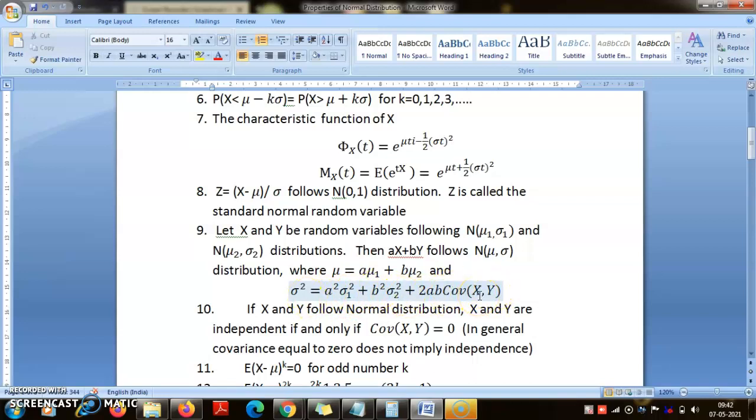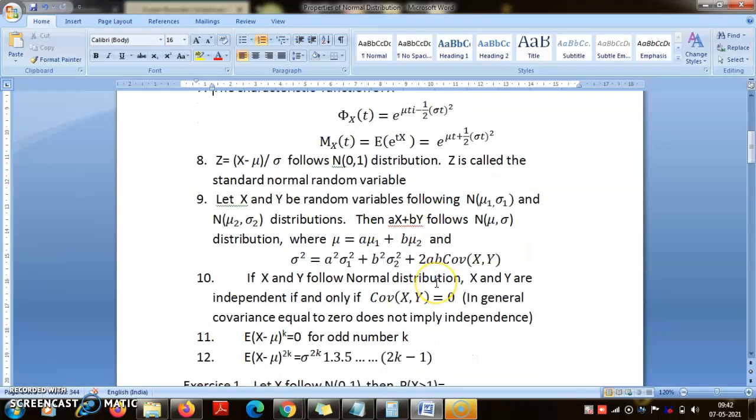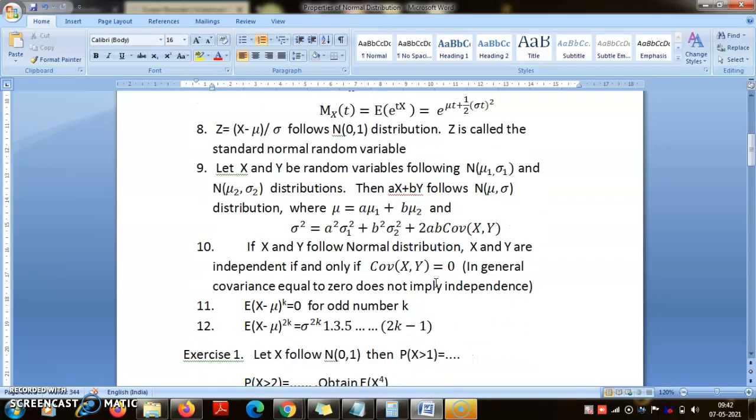If you have looked at the note on covariance and correlation coefficient that I have uploaded in the lecture video, there I have explained that the variance of the sum is variance of x plus variance of y plus twice covariance of xy. Now this is another property, number 10.